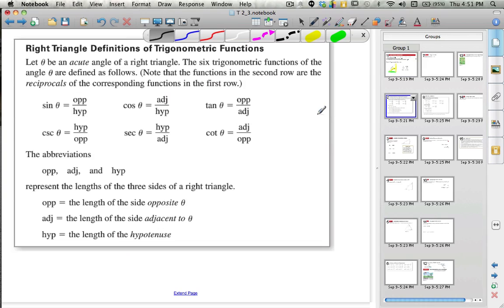These are the identities that we would talk about. Sine is the opposite over hypotenuse. Cosine is the adjacent side divided by the hypotenuse. Tangent is the opposite side divided by the adjacent side. And then cosecant, secant, and cotangent are the inverses of the first 3. So remember, we're talking about the lengths of the sides in order to determine the trig functions of an angle.